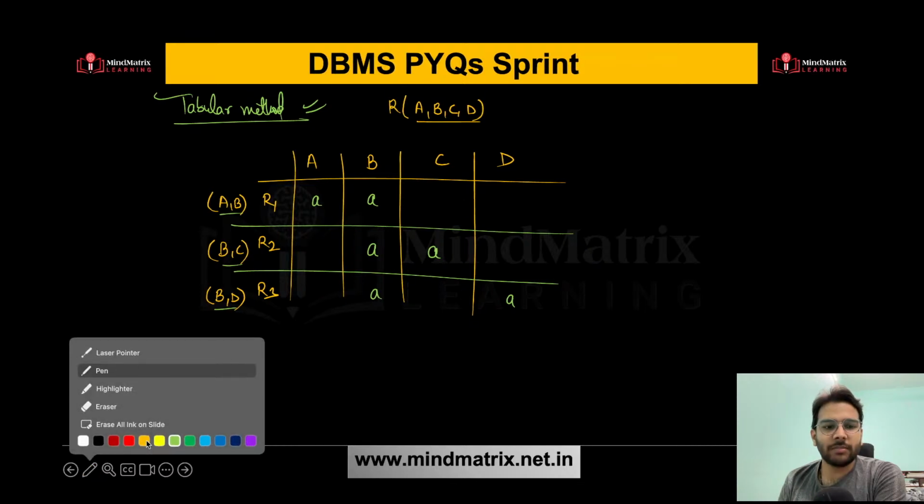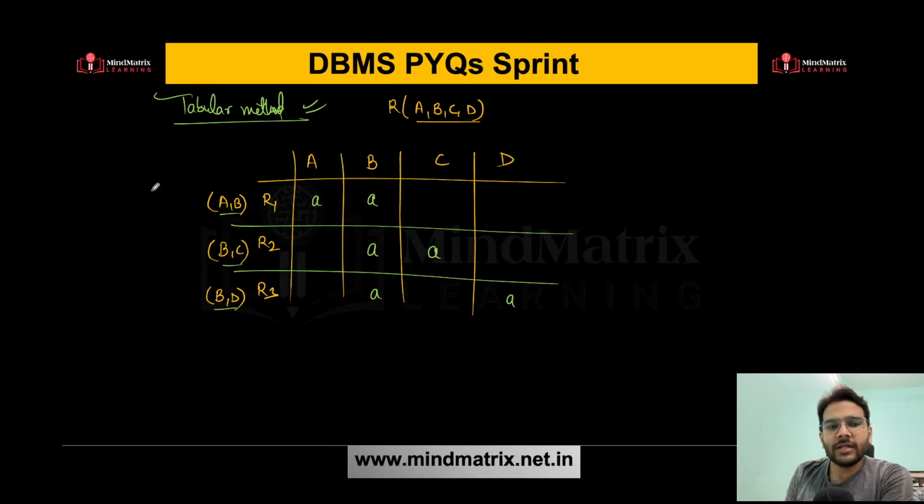Now what is the next step? The next step is also very, very simple. Carefully understand this. In the next step, let me write all the dependencies here so that we can refer to them easily. A determines B. This is the functional dependency given. B determines C. C determines D and D determines B. So this is the functional dependency set given to us.